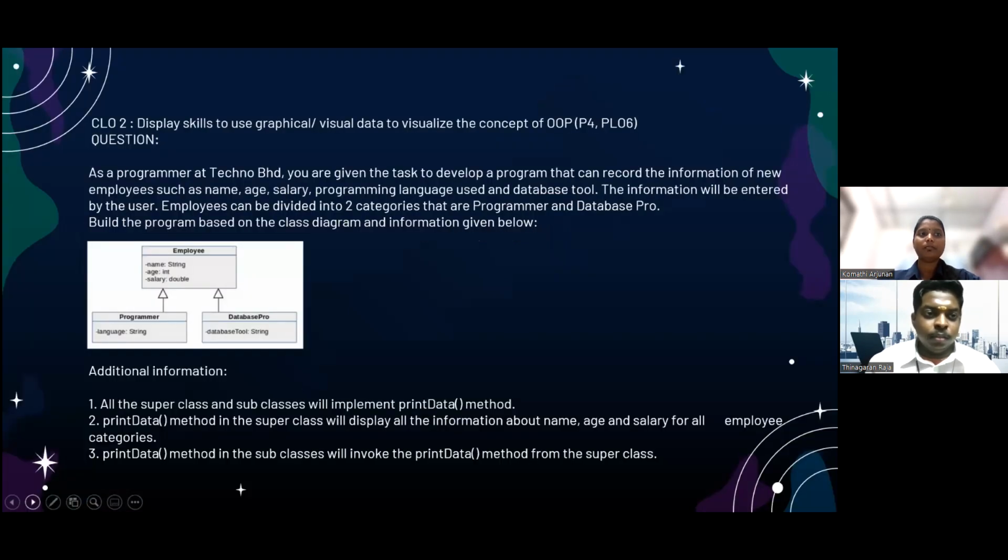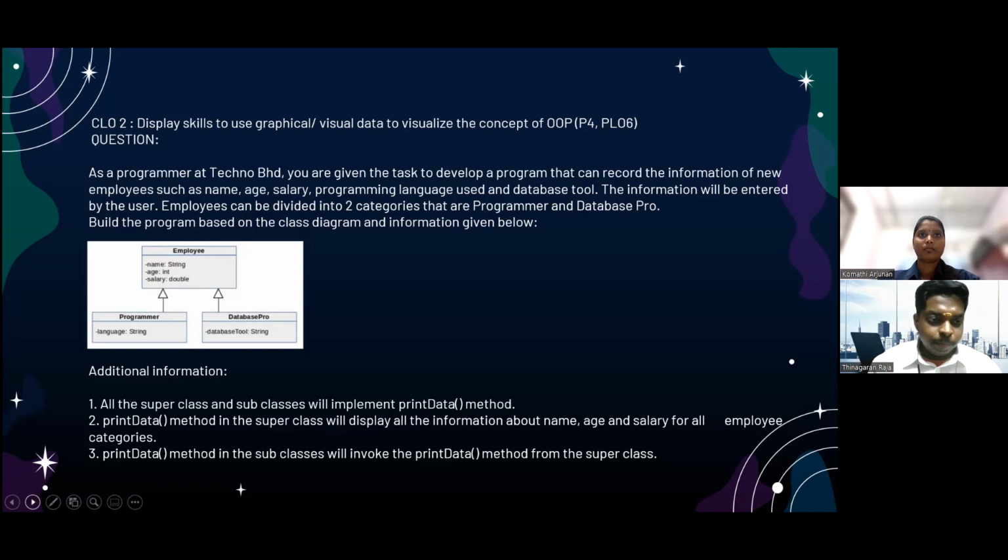Case study 2, which is CLO2, display skills to use graphical or visual data to visualize the concept of OOP. The question is, as a programmer at Techno Berhad, you are given the task to develop a program that can record the information of new employees such as name, age, salary, programming language used and database tool. The information will be entered by the user. Employees can be divided into two categories that are programmer and database pro. Build the program based on the class diagram and information given below.